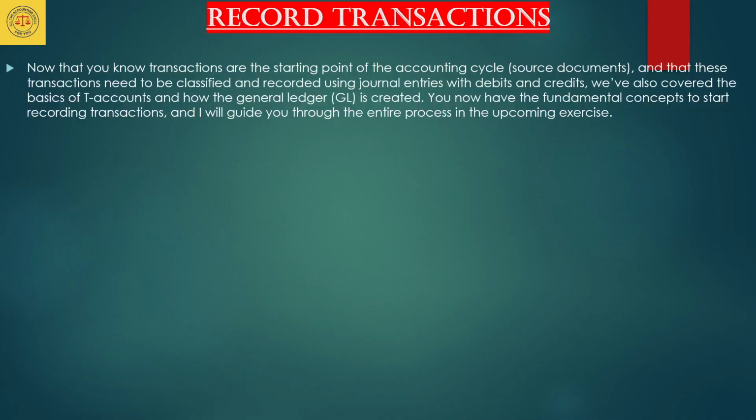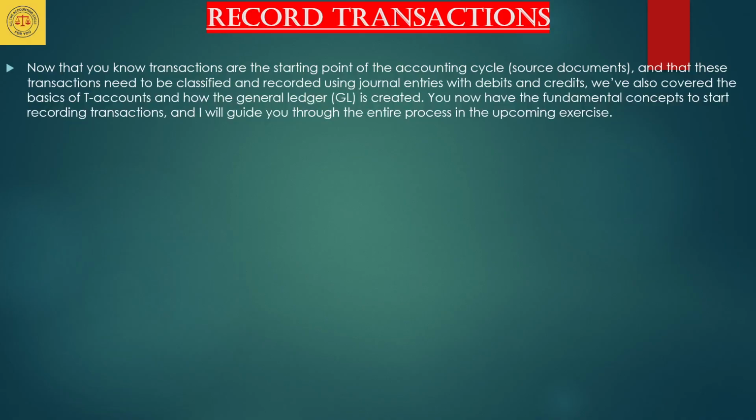So now you know the fundamental concepts to start recording transactions. So I think at this point, we already have the ability to do transactions by ourselves. And I will guide you through the entire process in the upcoming exercise.